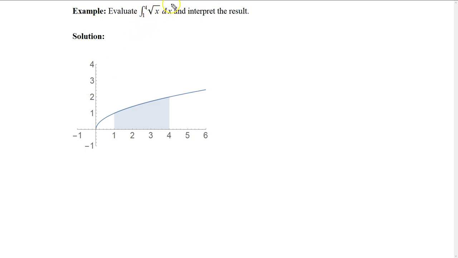So for this example, we want to evaluate the definite integral of the square root of x from 1 to 4 and interpret our answer. So by the fundamental theorem, what we have to do is find an antiderivative for the square root of x. Well, the indefinite integral of the square root of x is just going to be x to the 3/2 power times 2/3 plus c. So that's the indefinite integral.